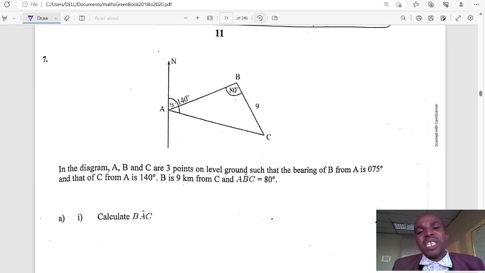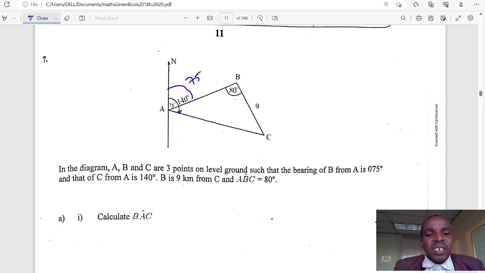Right, this one is question number 7. In the diagram, A, B, and C are 3 points on the level ground such that the bearing of B from A is 75 degrees. So this angle is the one that is 75, written there inside. That's the angle: 75 is B from the north of A. Then they said that of C from A is 140. C from A is actually to this point, to the line with C.